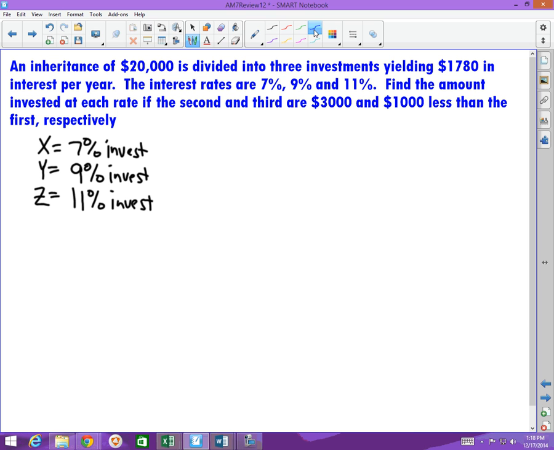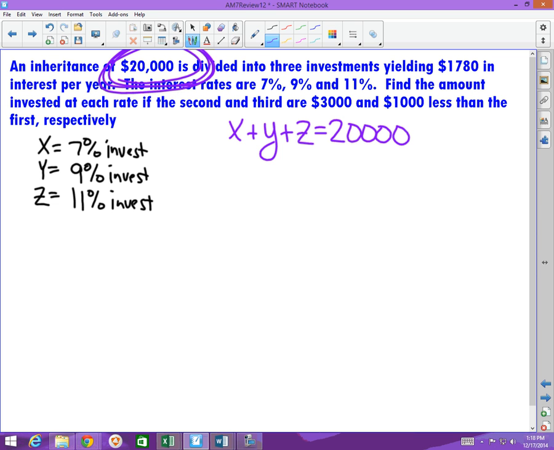Now, starting with this number right here, you have a total of $20,000 to invest. So X represents the amount invested at 7%, then Y and Z. So you have an equation of X plus Y plus Z equals $20,000, because all of the money is being invested into three different things.